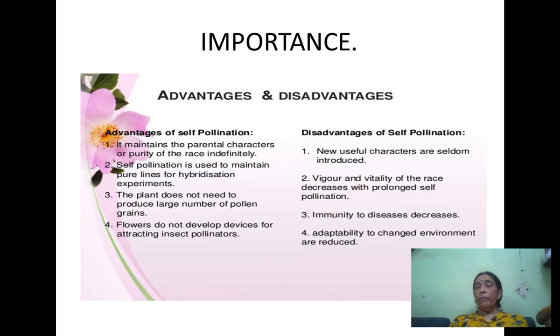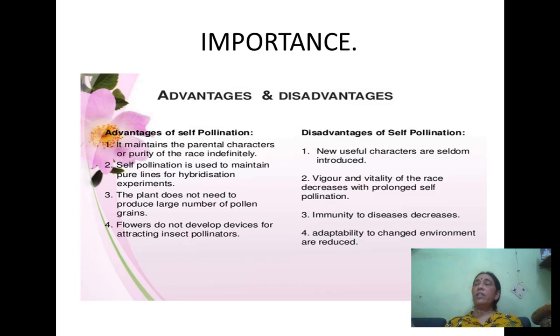Now let us see some disadvantages. New useful characters are seldom introduced, which means there are rare chances for new varieties. Vigor and vitality of the race decreases with prolonged self-pollination.